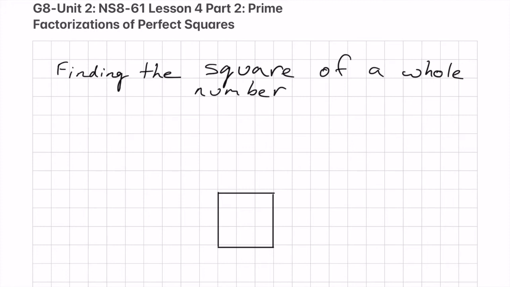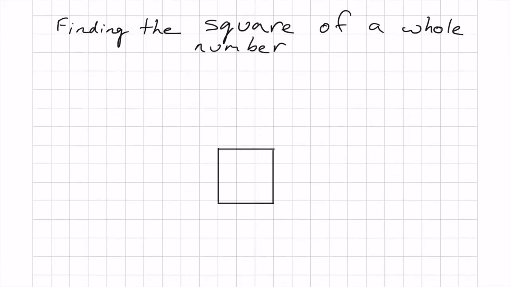All right, so we're just going to do another little recap here. So, finding the square of a whole number. If I'm going to find the square of a whole number, right?